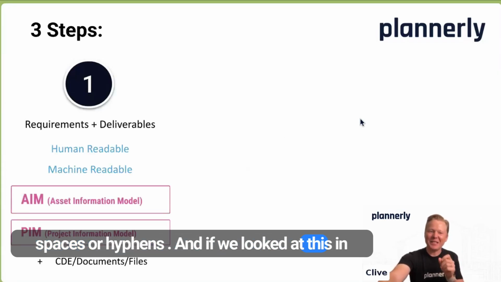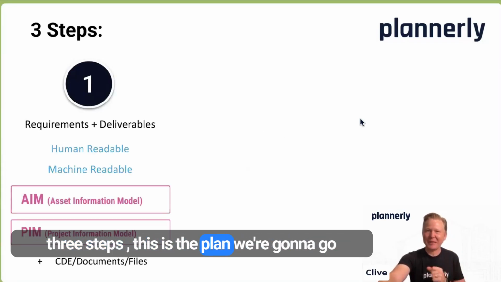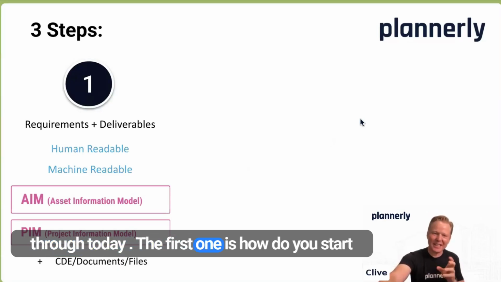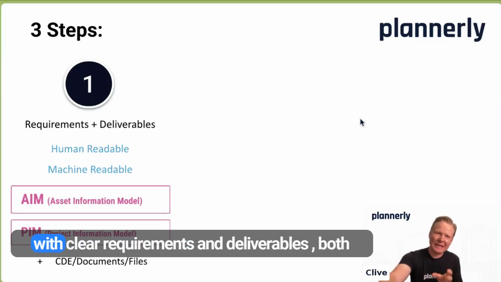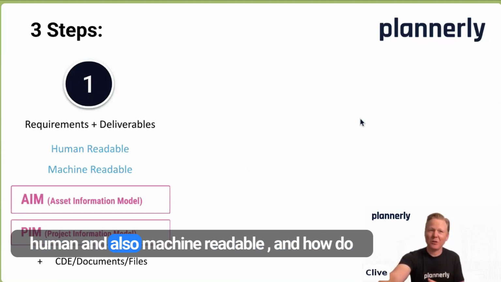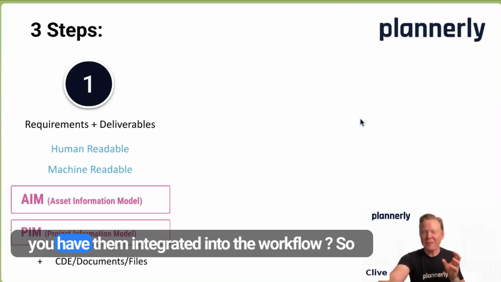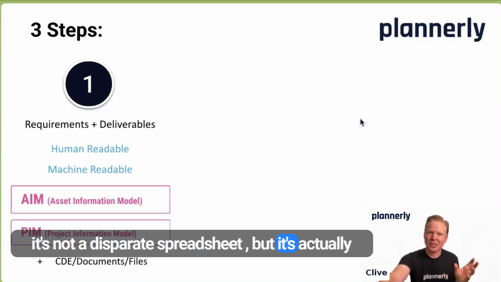And if we looked at this in 3 steps, this is the plan we're going to go through today. The first one is how do you start with clear requirements and deliverables, both human and also machine readable? And how do you have them integrated into the workflow? So it's not a disparate spreadsheet, but it's actually connected.